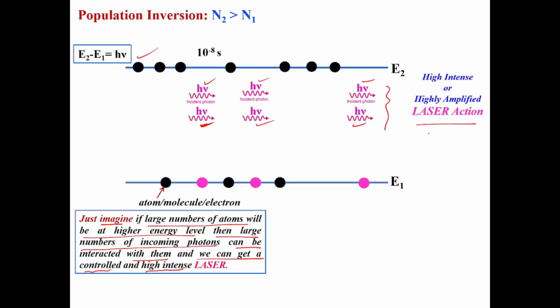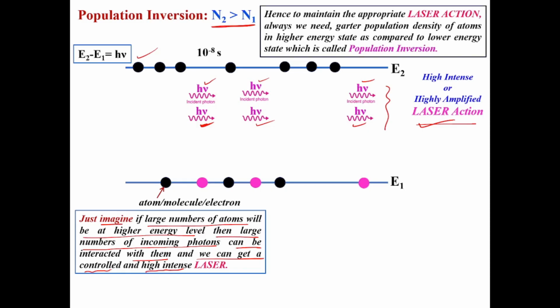How did we get this? This laser action is only possible if we have this situation, the population inversion situation. That means a greater population density in the excited, higher energy state as compared to the lower energy level. The same thing has been written in your notes.